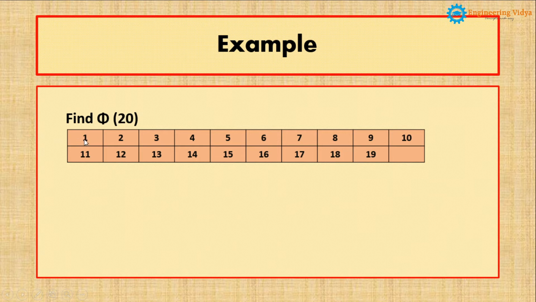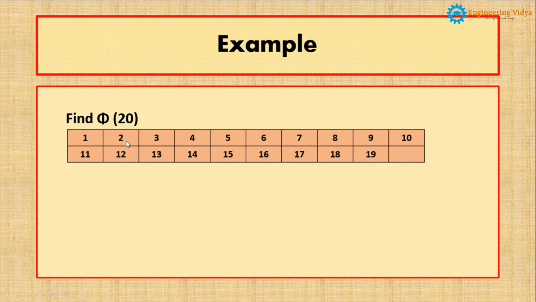First we check whether 1 and 20 are relatively prime or not. 1 is always relatively prime with respect to any other number, so there is no need to check, and 1 will always be accepted. Now we'll check for 2. For 2 and 20, 2 can divide 20. So 2 cannot be relatively prime.